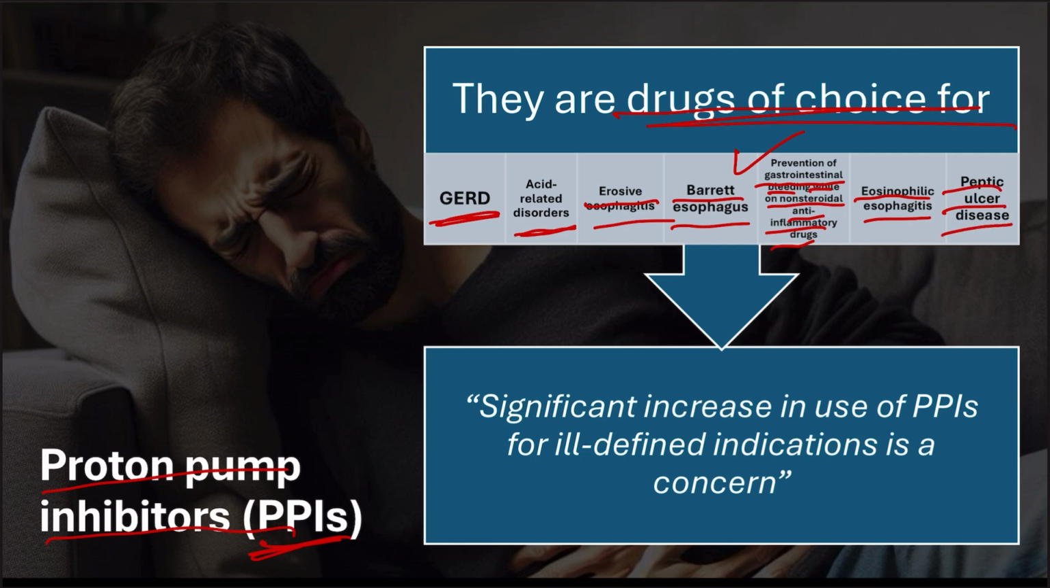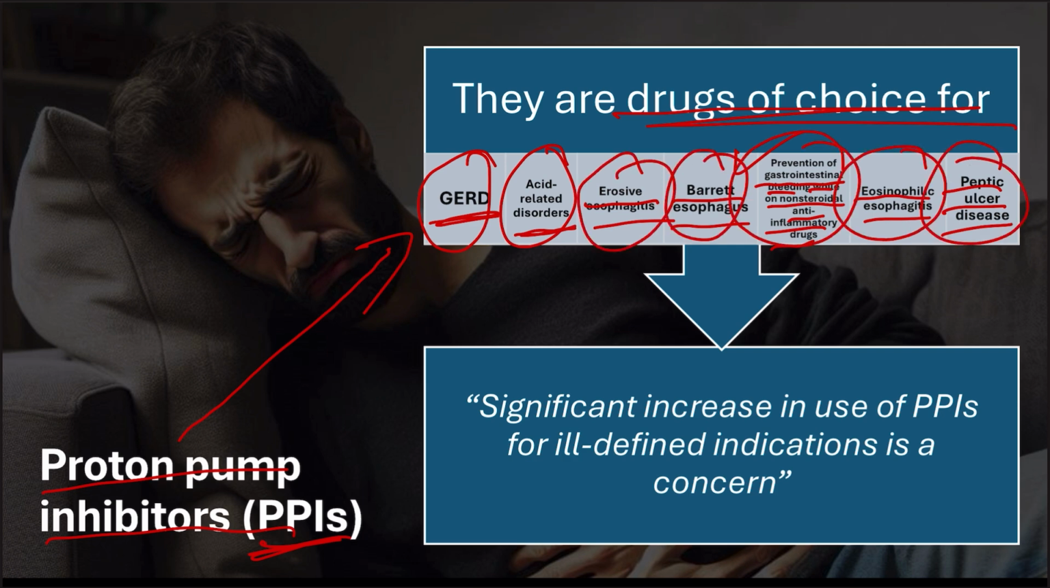As you can see, proton pump inhibitors have a wide range of use, and that's why there is a significant increase in the use of PPIs for ill-defined indications. And this is actually a concern. Sometimes it might not be this disease, but the individual is facing some trouble like dyspepsia, which can be a symptom of an underlying disease. The individual will try to take proton pump inhibitors by himself or herself, and that will lead to masking of the disease which has actually led to the dyspepsia. So this is a serious issue.